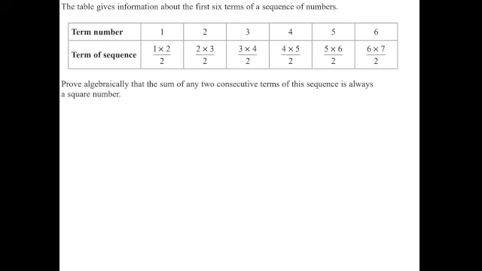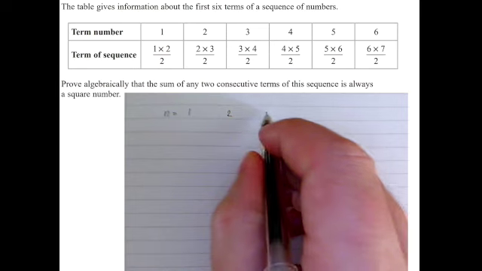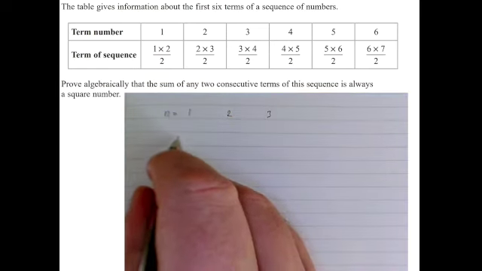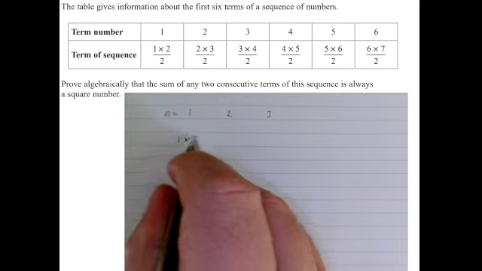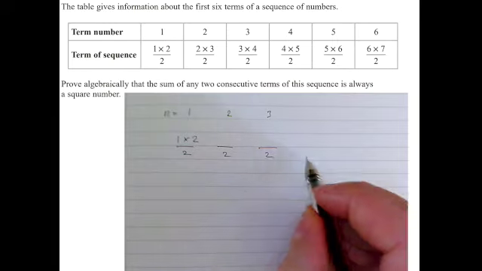Okay, so we've got a proof question here. I think this was a very tricky question. So we'll take it nice and slow and see how you could go about it. These term numbers, I would call the n numbers: n equals 1, n equals 2, n equals 3. And I'm just going to look at those sequences and write them down, because it helps me think what's going on, what's changing and what's staying the same.